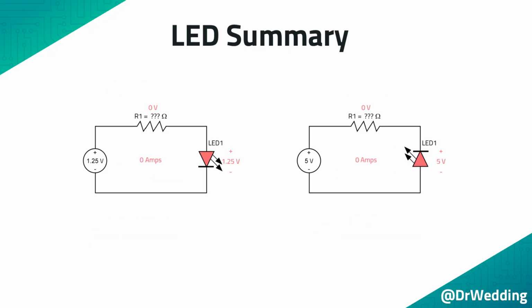In both of these examples, the LED will not light up. The current will be 0 amps. And no matter what resistor you use for the current limiting resistor, there will be no voltage across it. Because the LED is acting like an open circuit, the voltage across the LED will be the same as the supply voltage.